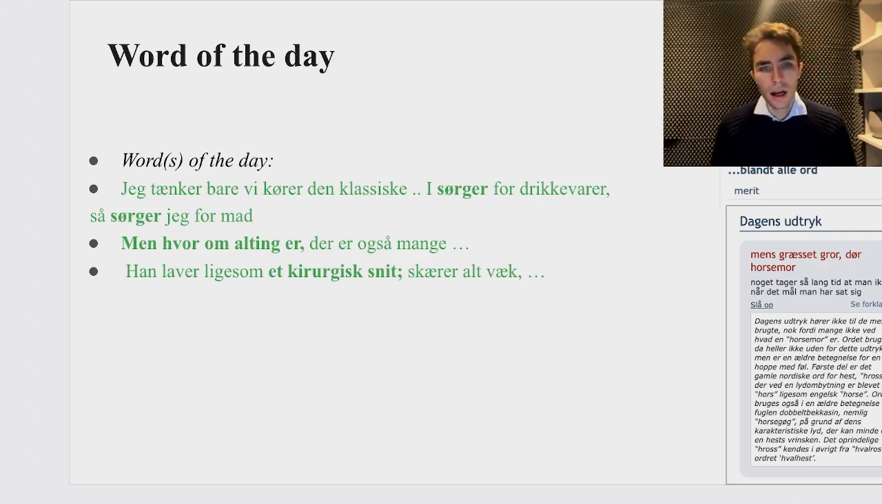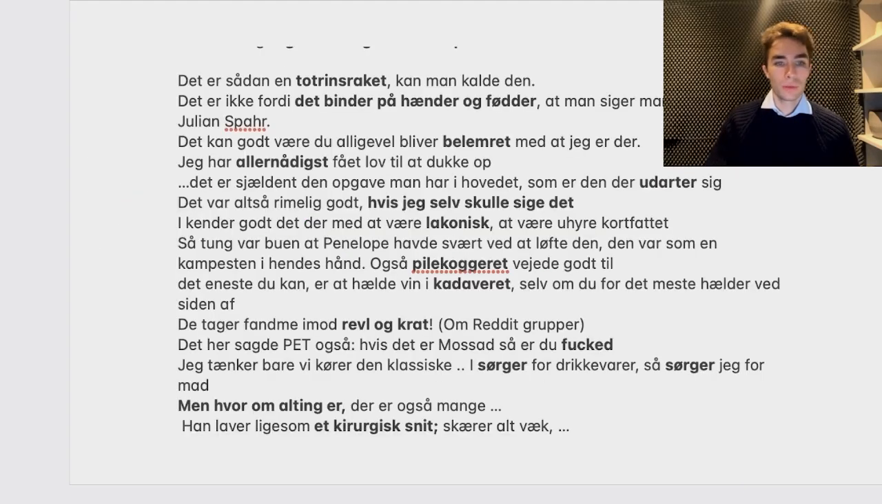And this means, I think we'll just do the usual. You guys supply the drinks, I'll supply the food. So this sørger for is supply, but as you can see, we use it very casually in this way. You guys bring the drinks, I bring the food. So those are the green word of the days. And then we move on from this, and here we just have a little collection of some of the previous word of the days.